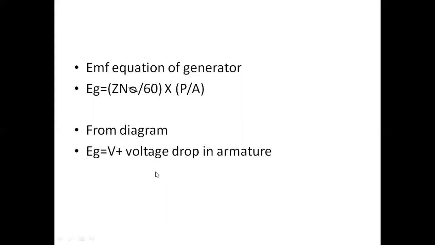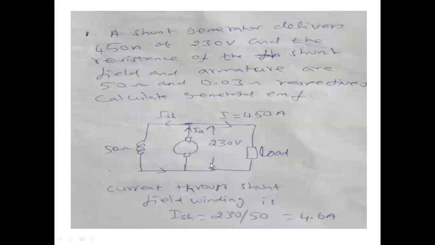So to determine the voltage drop in armature, it is nothing but the product of armature current and armature resistance. Armature resistance is given but armature current is not given. So to determine the armature current, we apply Kirchhoff's current law where IA equal to I plus ISH. I is given but ISH is not given. So ISH is nothing but the voltage across shunt field, 230 divided by field resistance 50. So you get the ISH.